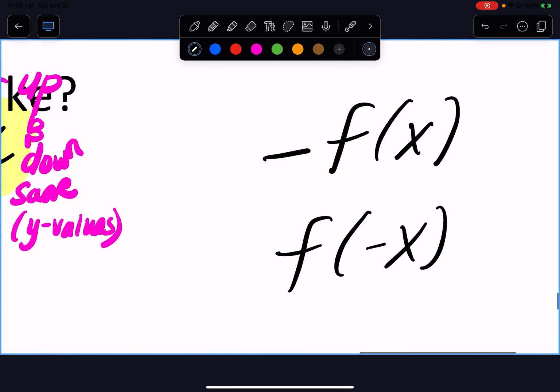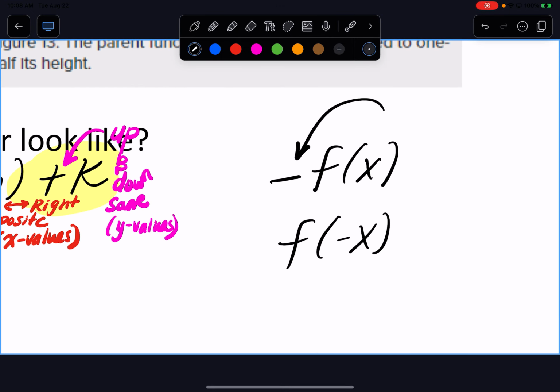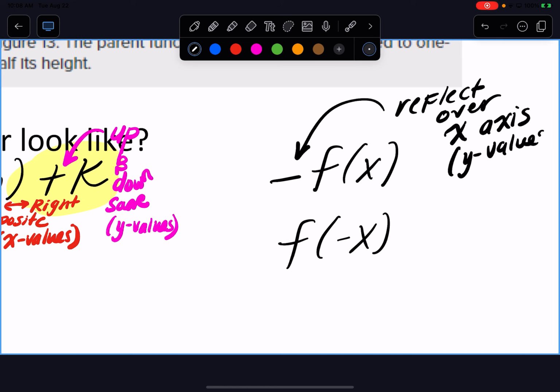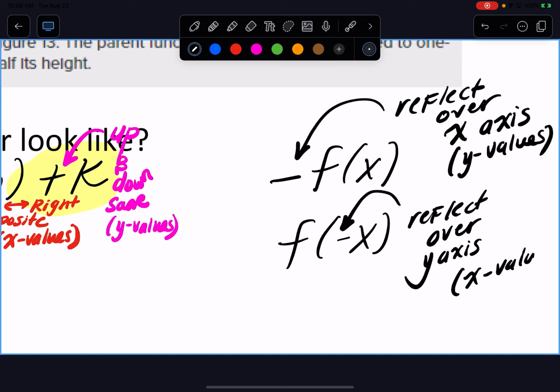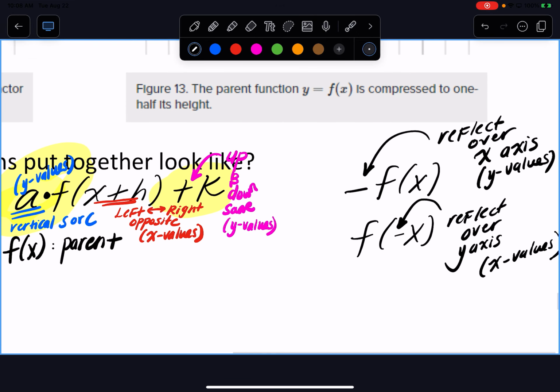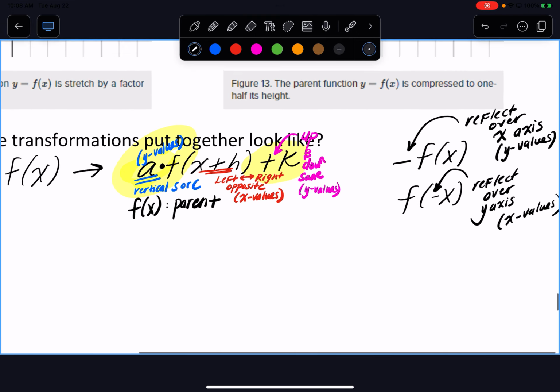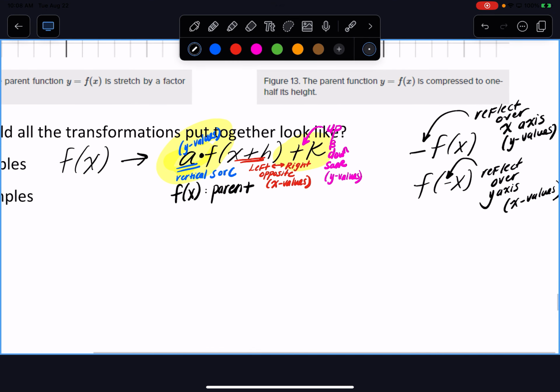Then don't forget these reflections. So remember, a negative on the outside is a reflection over the x-axis, which affects our y values. Recall. Where a negative on the inside is a reflection over the y-axis, and that affects our x values. Just remember, multiplication has to come before addition and subtraction. All right. So now, with that in mind, let's write down now the xy with these transformations.